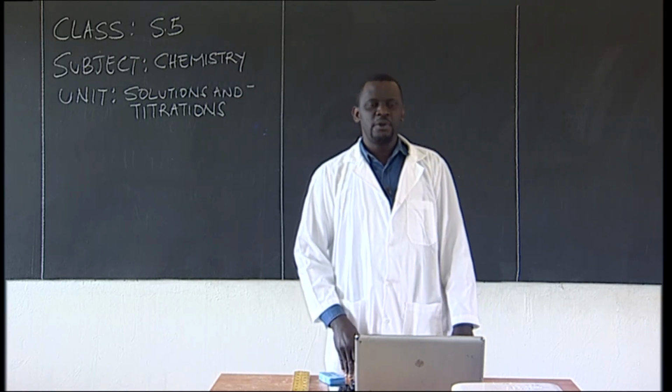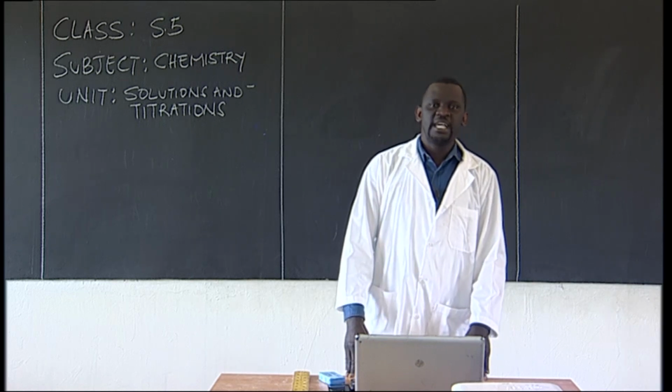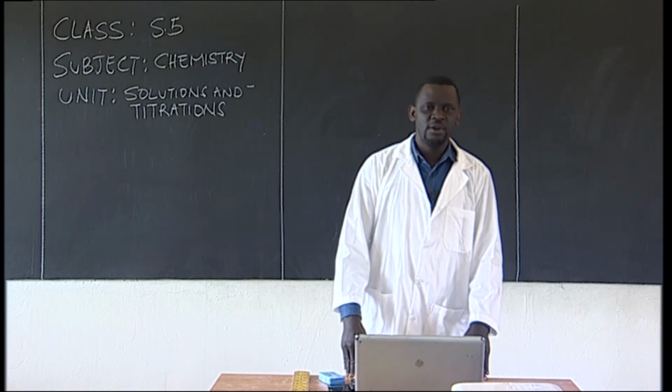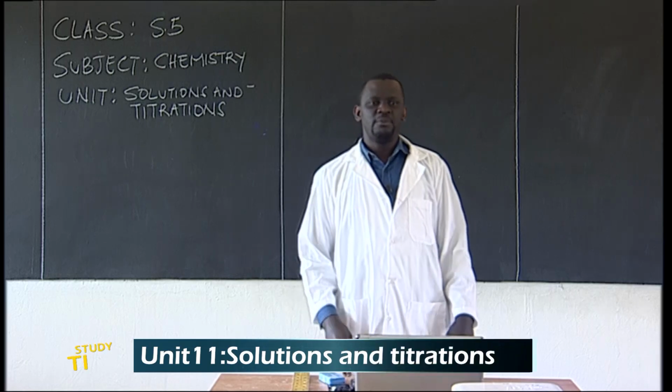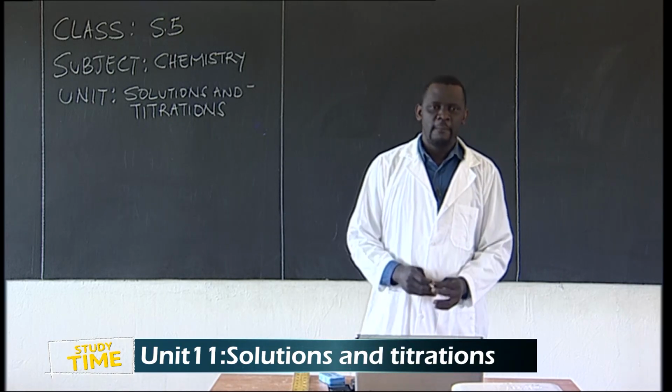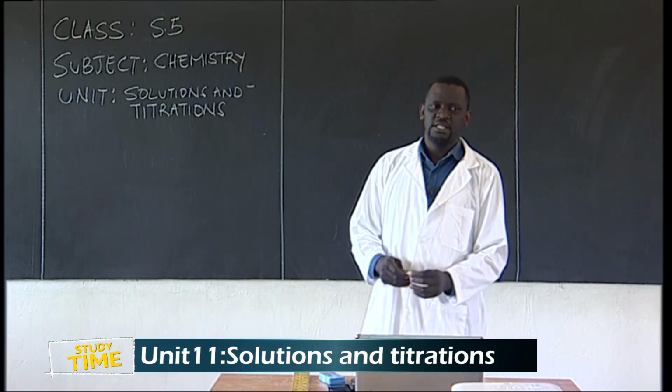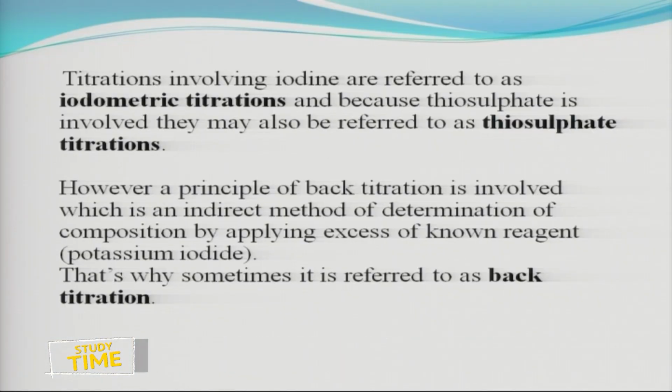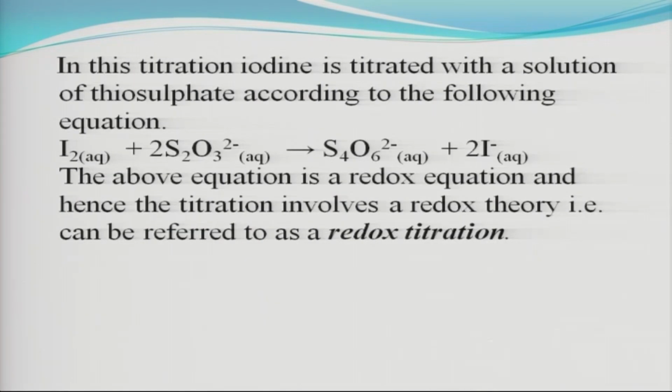In this experiment, we normally use excess potassium iodide. So sometimes we may call it back titration. When you talk about back titration, you easily discover that this is a kind of back titration. But you can also call it a redox titration, because if you look at our equations, we have two substances basically involved, iodine and thiosulfate.